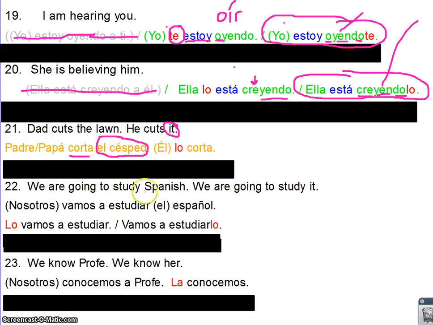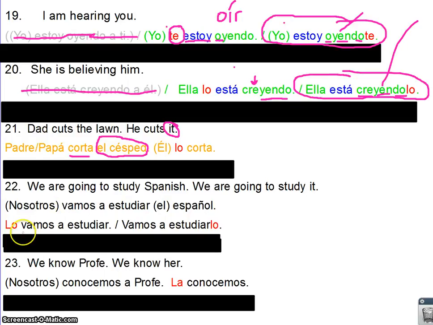Number 22. We are going to study Spanish. I had a lot of people asking questions on this in class to say what someone's going to do. You don't use the present progressive because the present progressive is used to say what someone is doing right now. If you look on your book cover and you think back to Spanish 1, to say what someone is going to do, use a conjugated form of ir, because that means to go, plus a plus infinitive. Infinitive meaning you do not conjugate it, and it's followed by ar, er, ir.